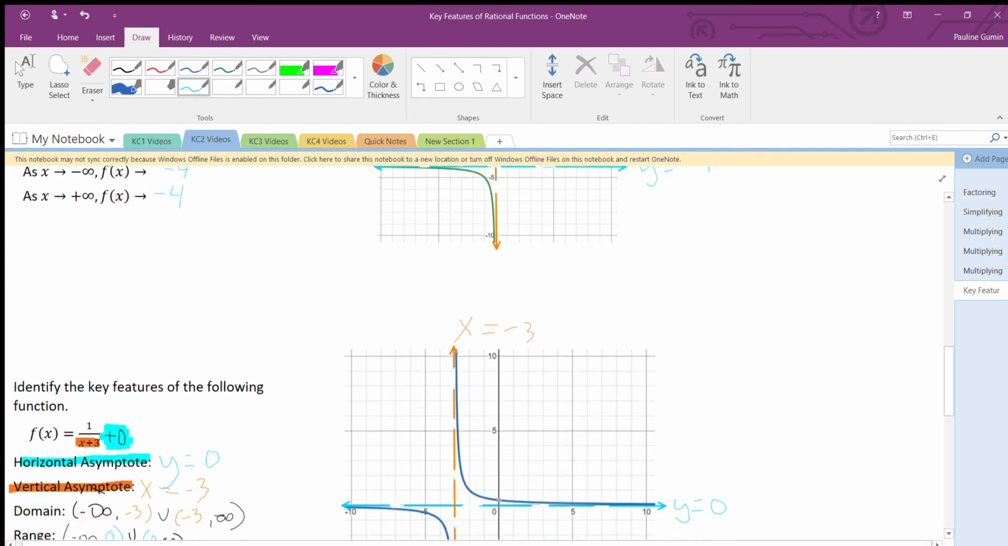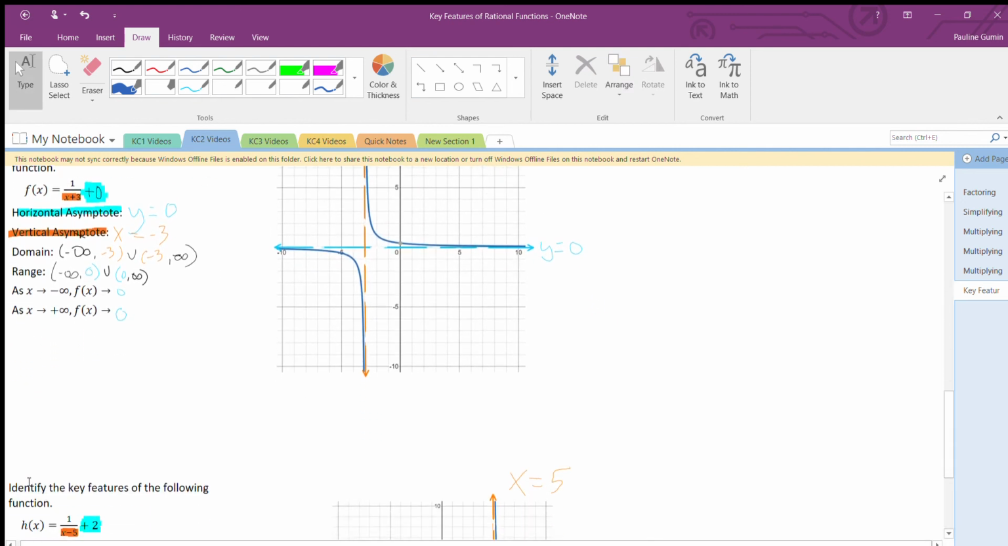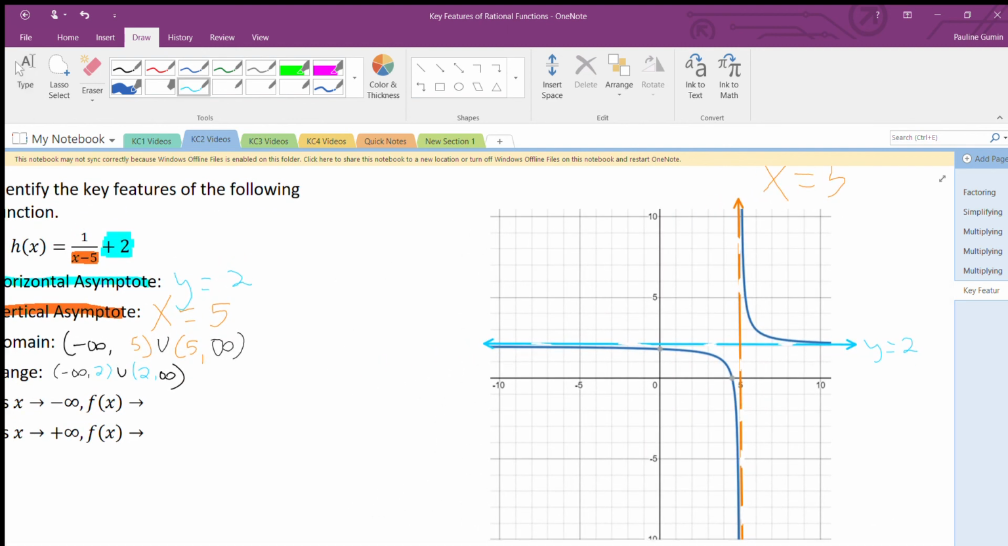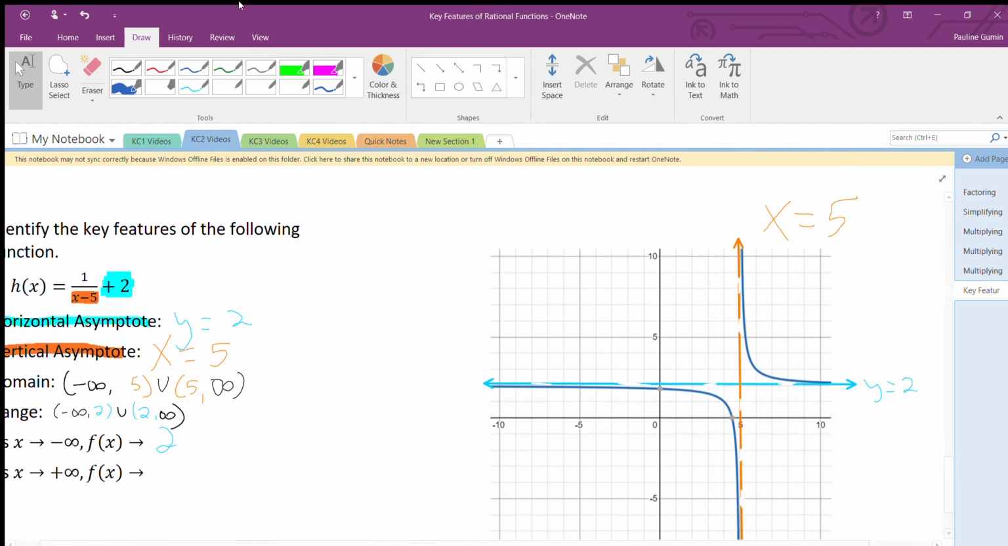And as x approaches positive infinity, we're going to the right, and we're still approaching negative 4. Okay, let's see the next one. As x approaches negative infinity, as we go to the left, once again, we're hitting that asymptote, 0. And as x goes to the right, once again, our graph is getting close to that asymptote, 0. All right, last one. As x goes to the left, as it approaches negative infinity, our graph gets closer and closer to the asymptote, which is 2. And as x approaches positive infinity, as we go to the right, our graph, once again, is approaching 2.